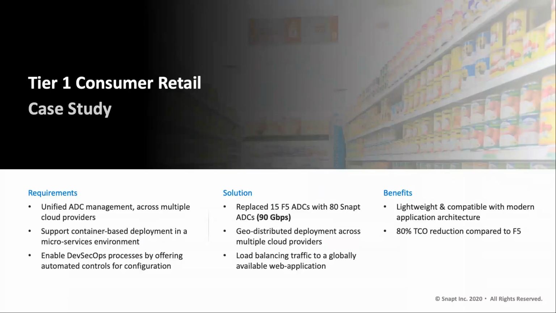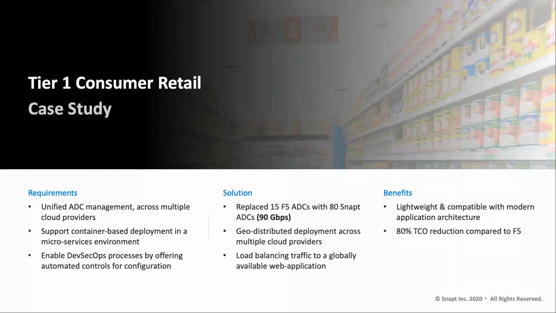Now, before we adjourn for today and head off to the Q&A section, we're going to cover a short case study about a tier one consumer retail brand offering products worldwide to a very large amount of users and consumers. And they were looking for a unified platform that would allow them to manage their entire ADC infrastructure from one place.